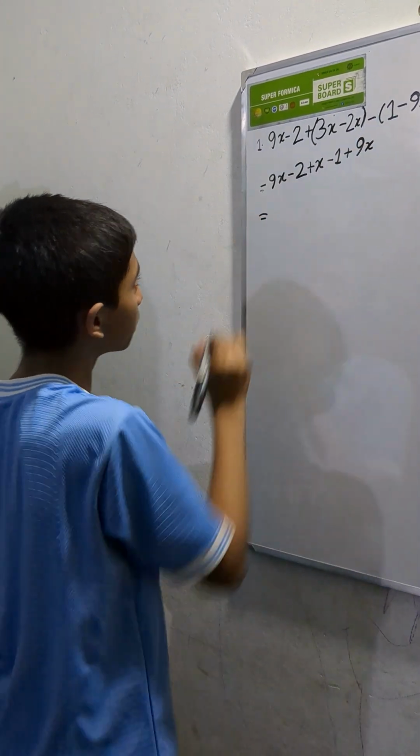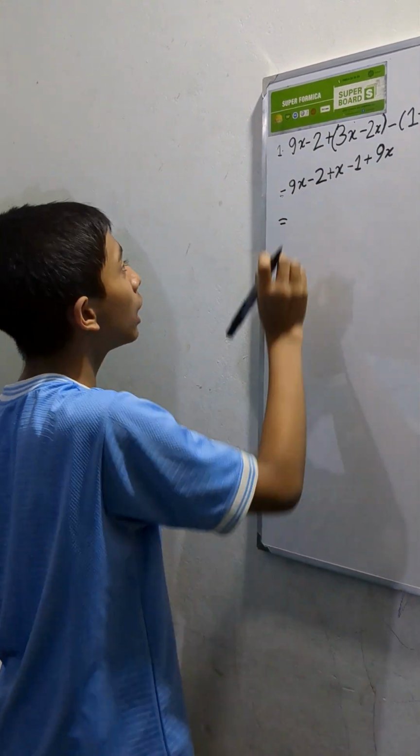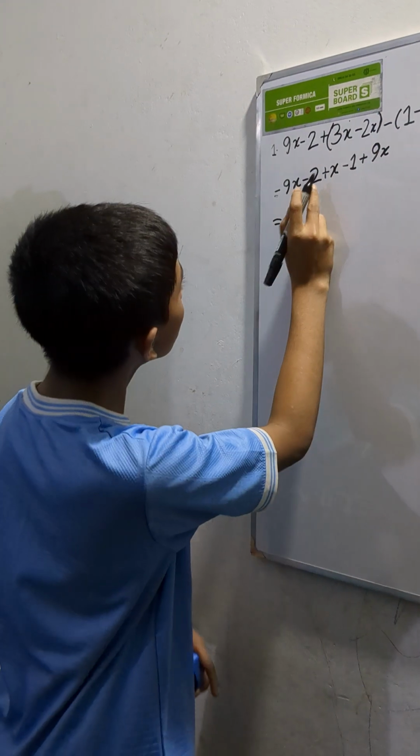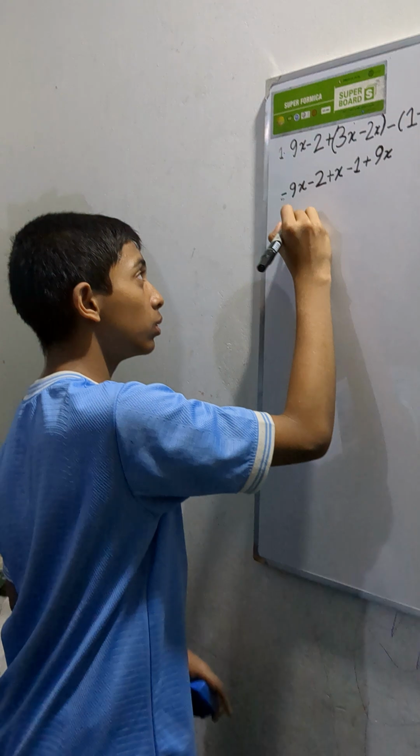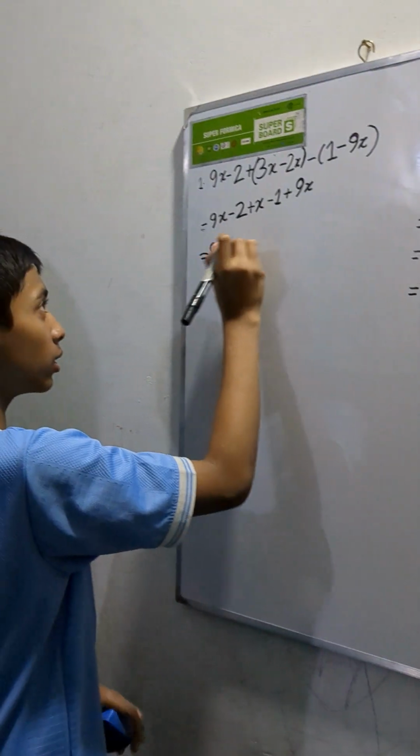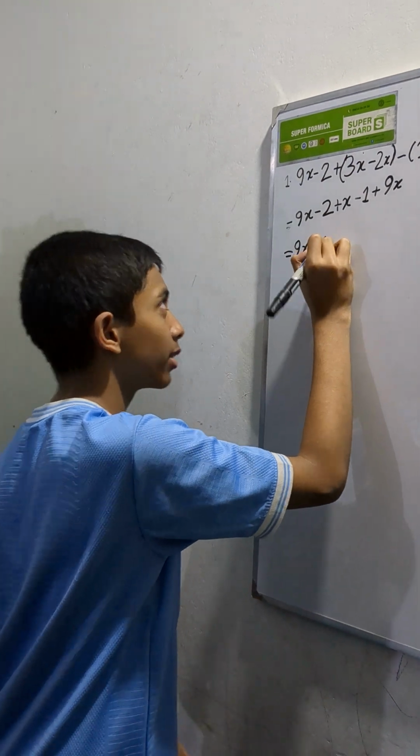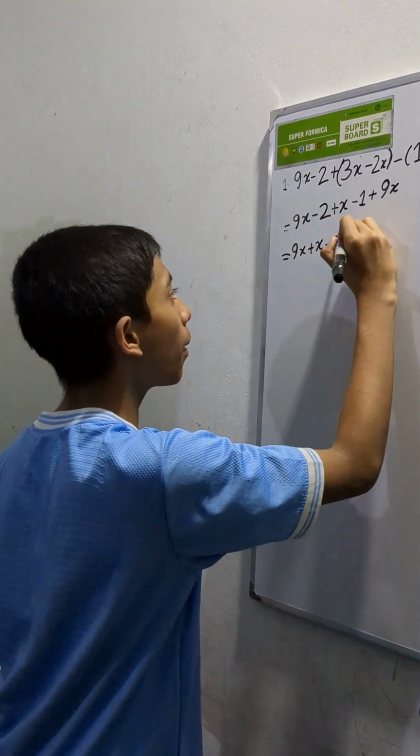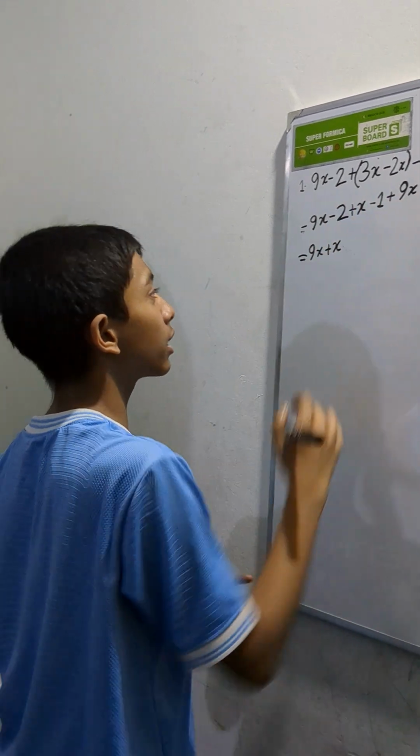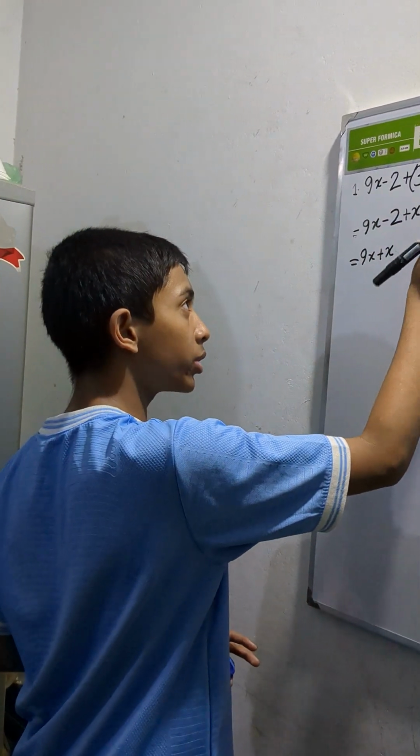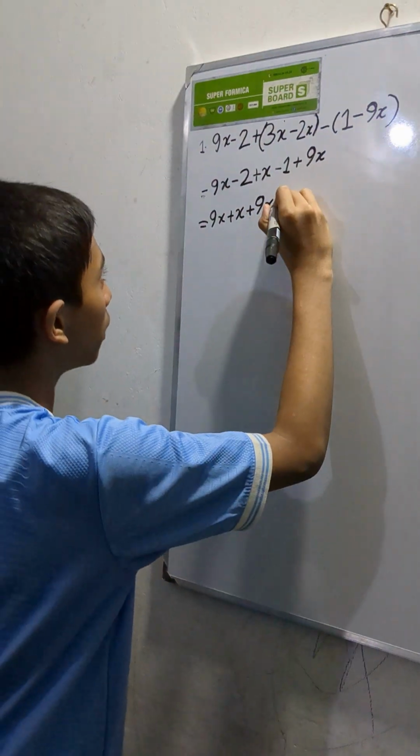Then here's 9x minus 2. We can't subtract this because here's only 2. But after 2 here's x, so we'll take the x here, 9x plus x minus 2. Here's also plus 9x, so I'll also take this here, plus 9x. Then minus 2.